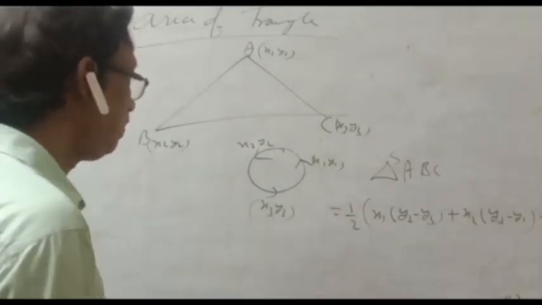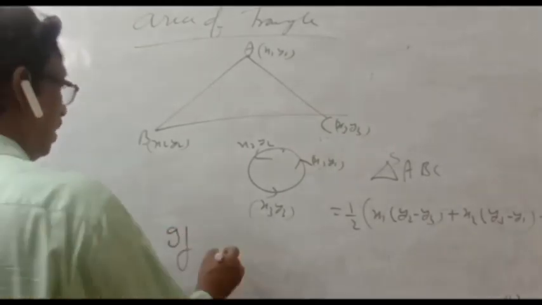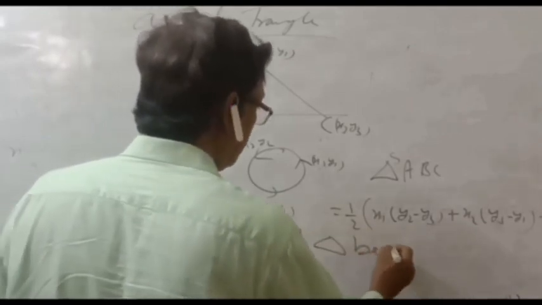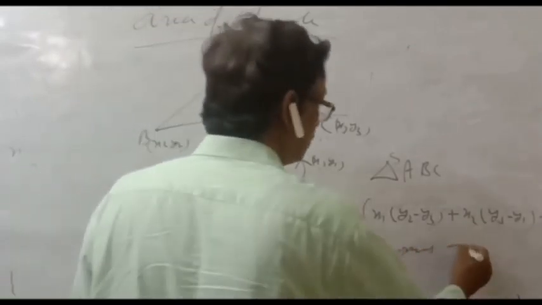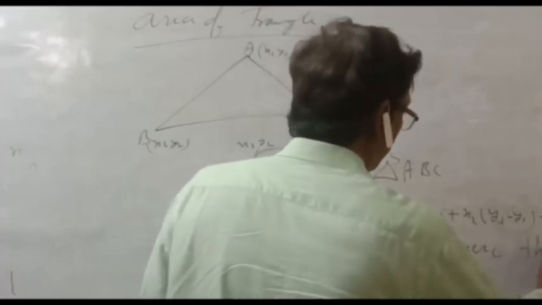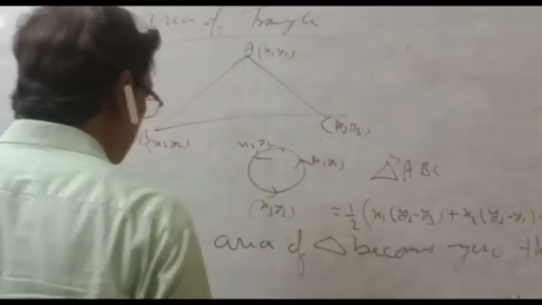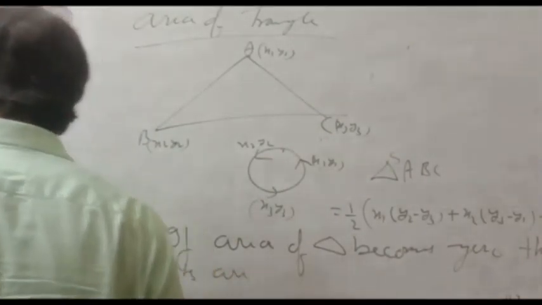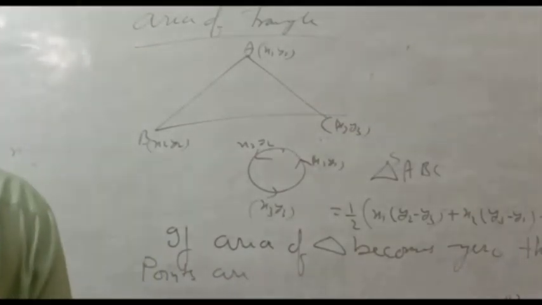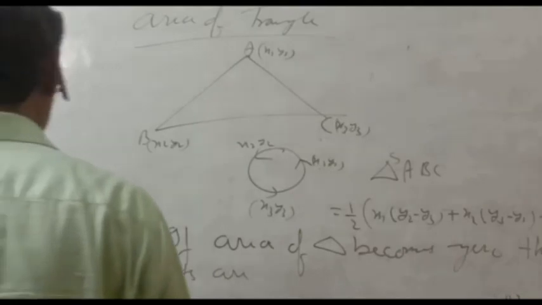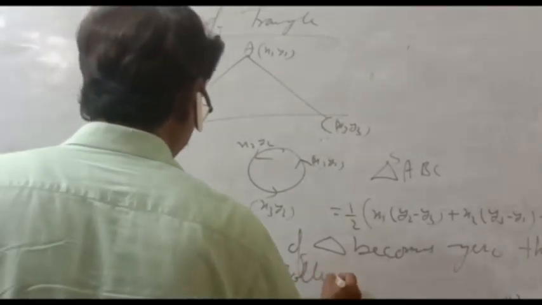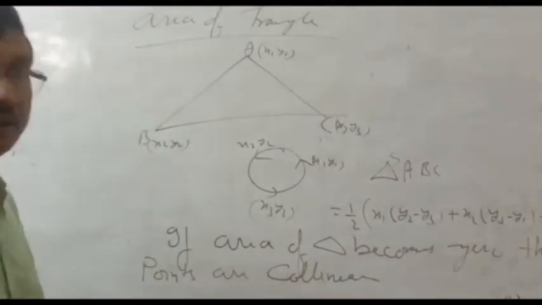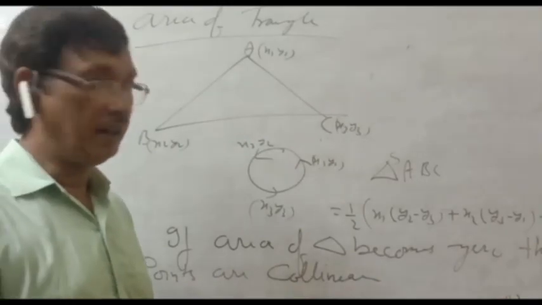If the area of the triangle becomes 0, then the points are collinear. Collinear means all the points lie on a straight line.